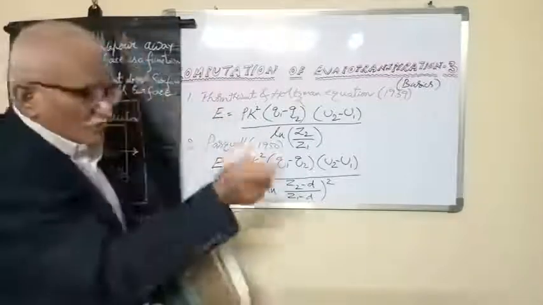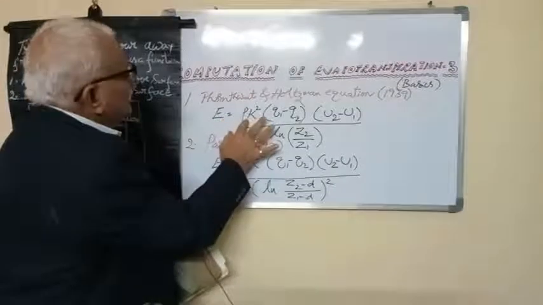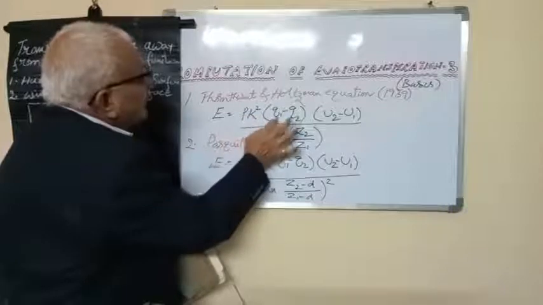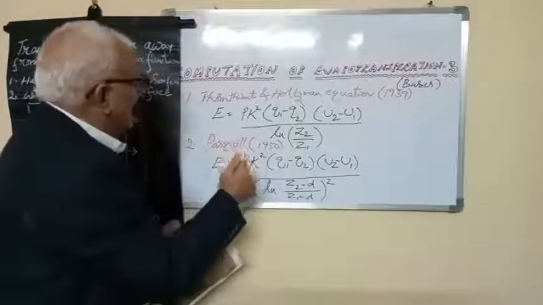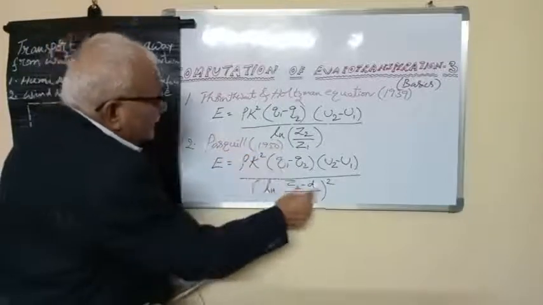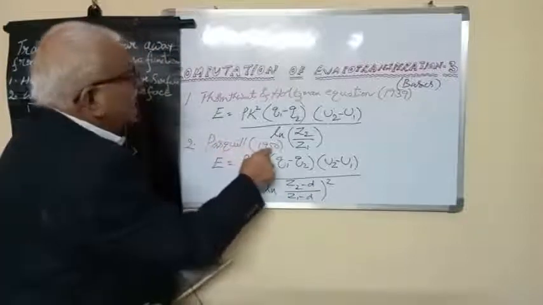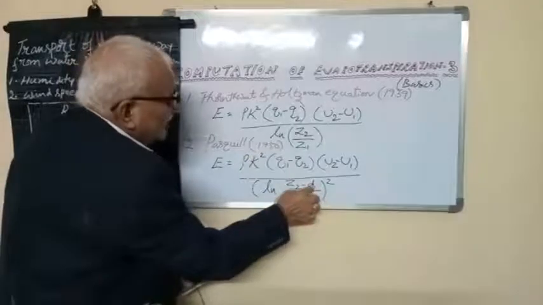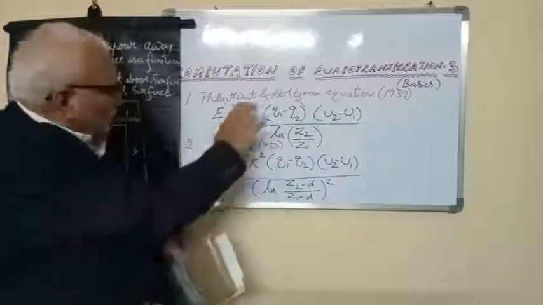When I come to covariance, the equation is simply E is equal to density of the air, Van Karman constant, Q1 minus Q2, U2 minus U1, divided by log Z2 by Z1. What are these things? I will tell after this. In 1939 he used D, what is D? Zero plane displacement. Pascal modified it in 1950. So, what are these terms?